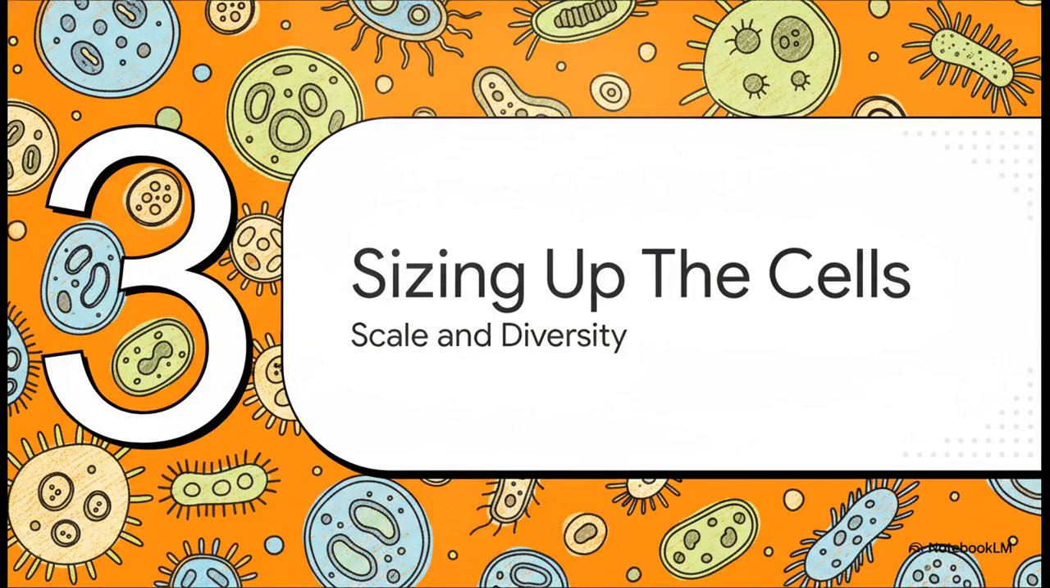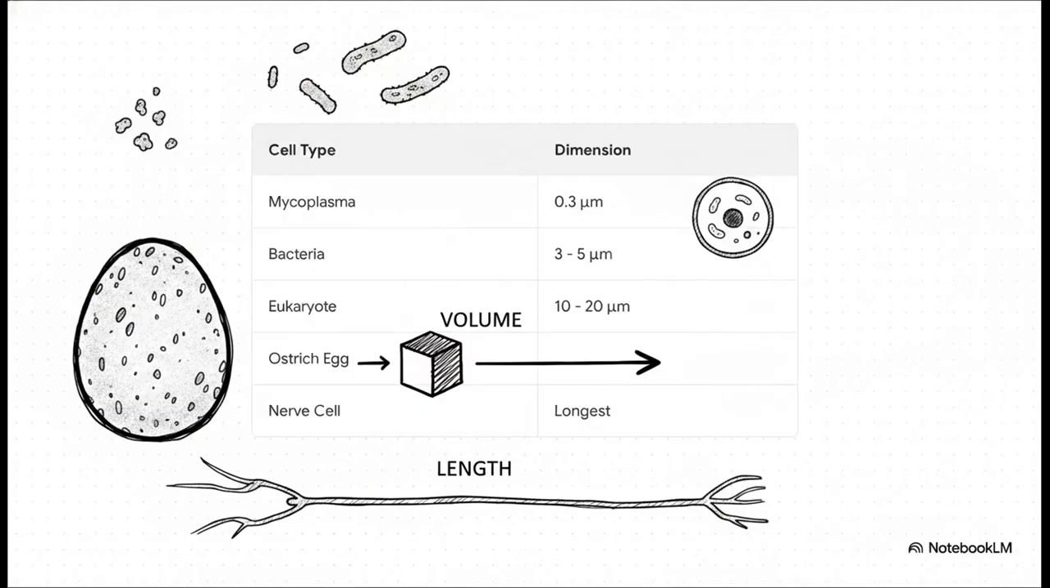All right, Section 3, sizing up the cells, visualizing scale and diversity. Now, what's really interesting here is the sheer physical diversity. We're talking extremes. We go from the incredibly tiny mycoplasma, which measures just 0.3 micrometers in length, all the way up to typical bacteria, and then eukaryotes. But pay attention to those bottom two rows. The nerve cell is the longest cell in the human body. It can literally be over a meter long, acting like this giant thin wire transmitting signals.